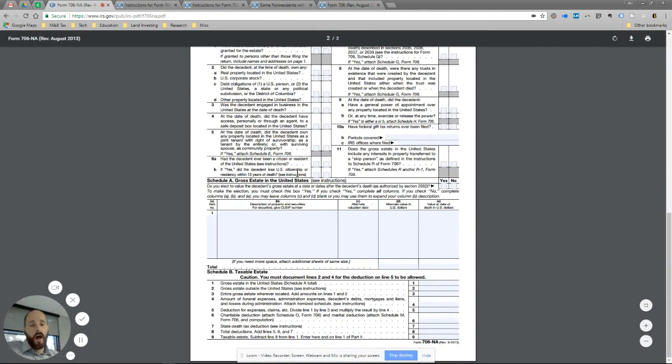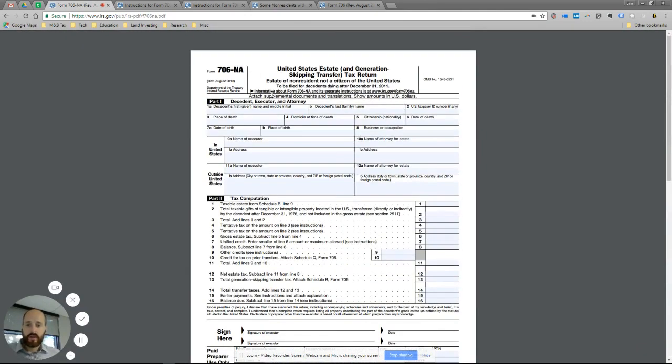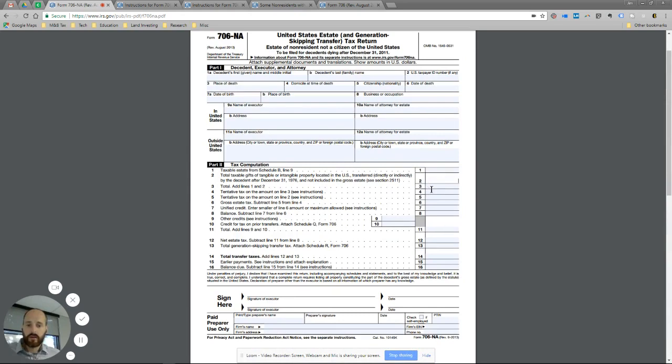So the software I've used, like Drake software, doesn't have a 706NA, so you basically have to prepare this and do the tax calculations and go through the instructions outside in this fillable PDF, and you have to pull all the separate schedules. You can do a 706 in your system and pull that and get all the details, but then you have to fill this out and put this in front. So you can't e-file this. This has to be paper filed, and that's fine.